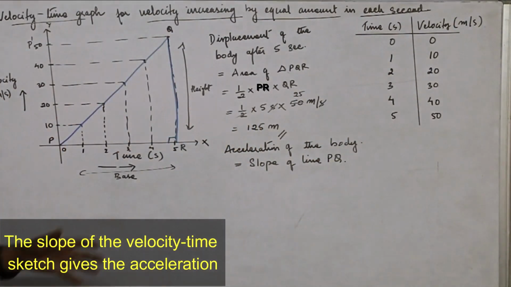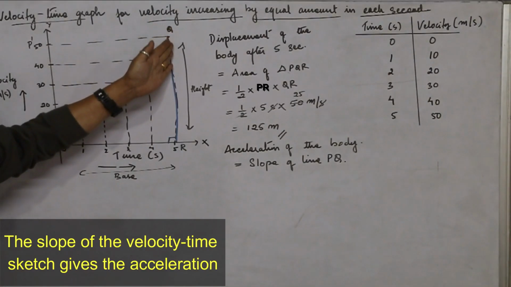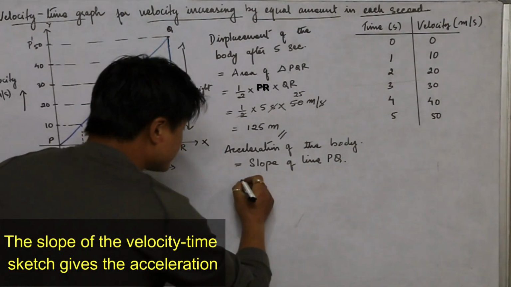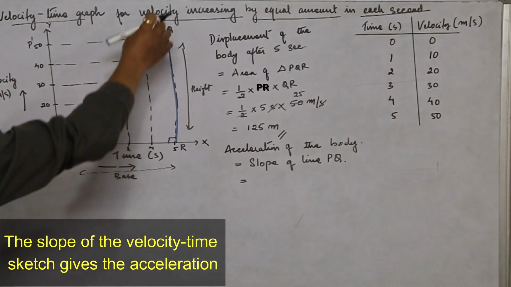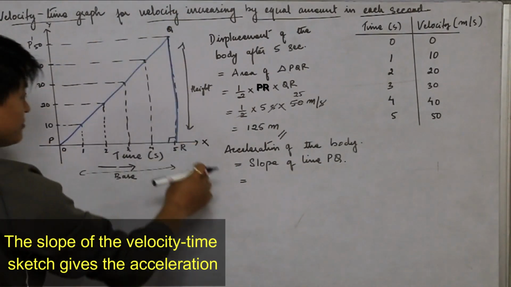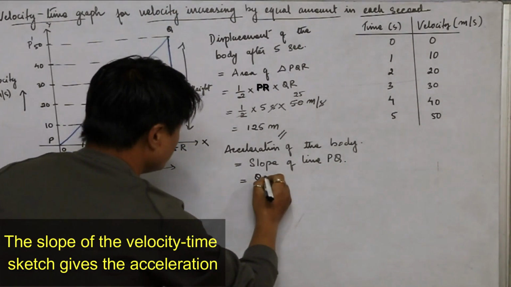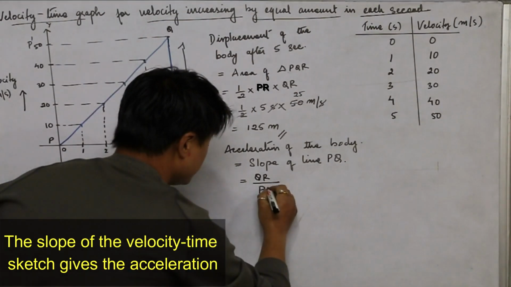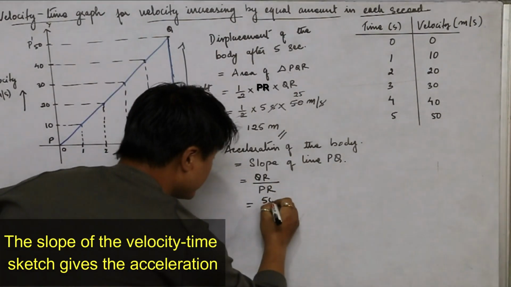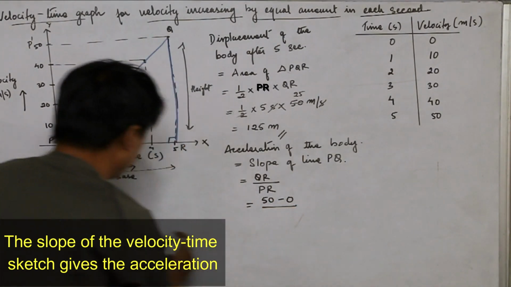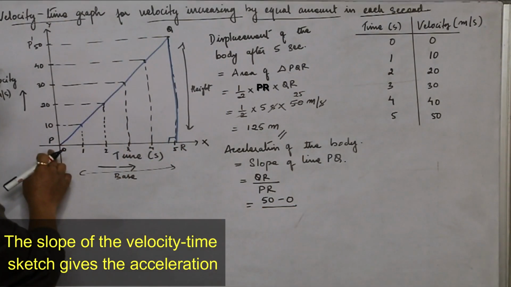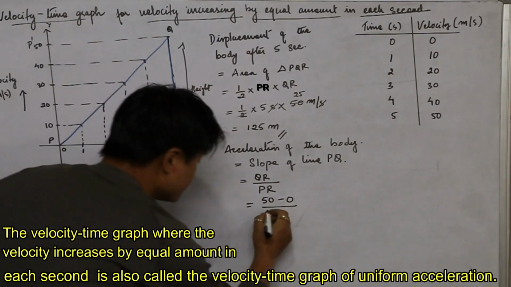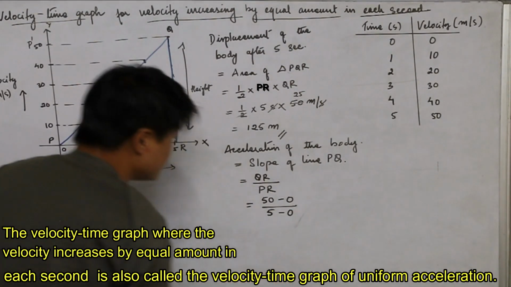Whenever we have to find the acceleration, drop a perpendicular from Q to the X axis. So slope PQ will be how much? This upon this, also QR upon PR. QR is 50 minus 0, and PR is how much here? Initially it was 0 seconds, finally it is 5 seconds. So this is 5 minus 0.